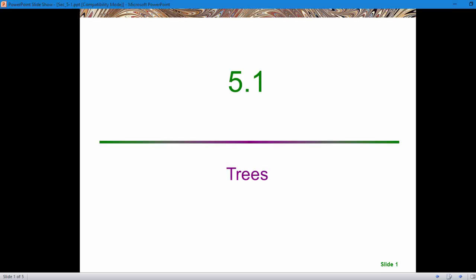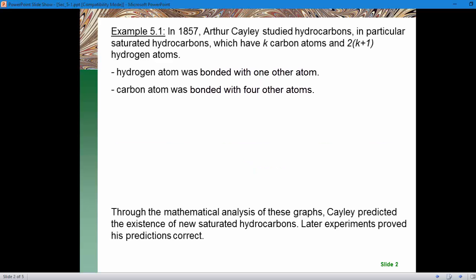In this section, we're going to introduce a special graph called tree. In 1857, Arthur Cayley studied hydrocarbons, in particular saturated hydrocarbons, which have K carbon atoms and 2 times K plus 1 hydrogen atoms. If the structure had, for example, 5 carbon atoms, then it would also have 2 times 5 plus 1, so that's 2 times 6, 12 hydrogen atoms.